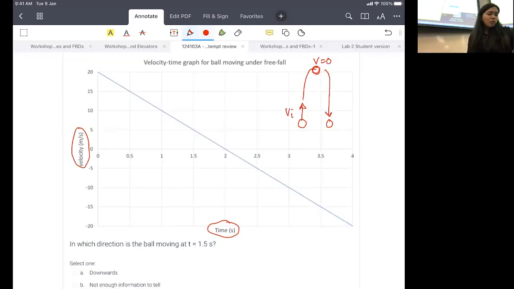So if you look at this graph here, from 0 to 2 seconds, this is the first part of the graph. The speed is decreasing. It's going from 20 meters per second, and it's decreasing until it reaches 0 meters per second. At this point, the ball is at the top of its motion.